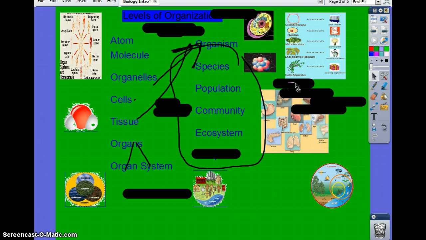Populations of different members make up a community. Communities interacting with their environment make up an ecosystem, and all together we make up what? All life on Earth. The circle of life. Which is called what? Life on Earth. What's the root word for life? Bio. Biosphere. Sphere. Good job.